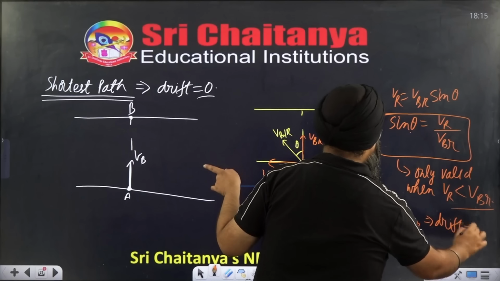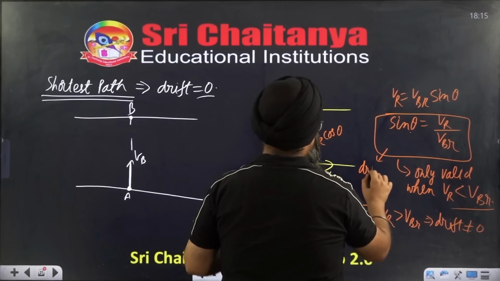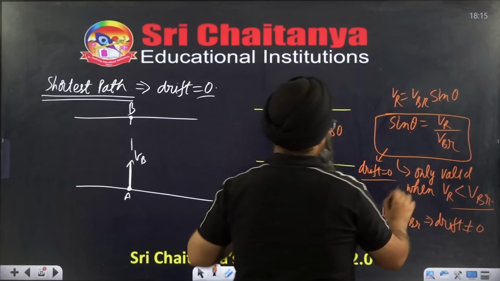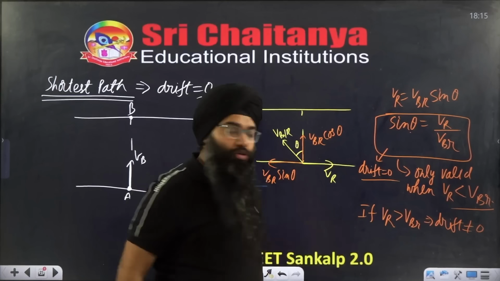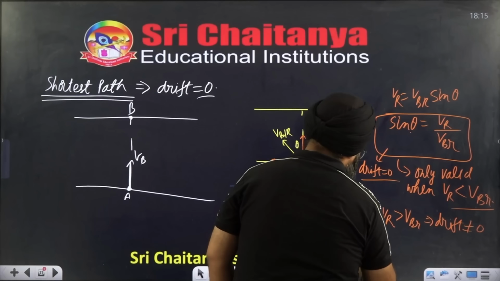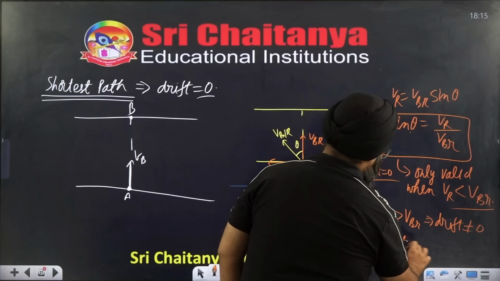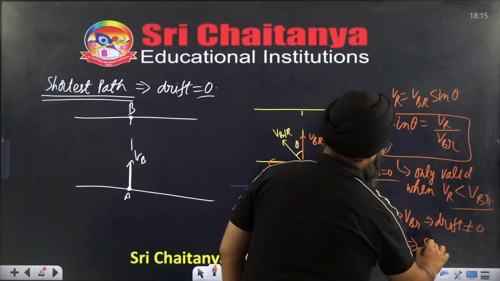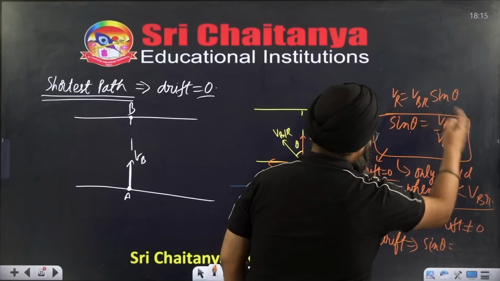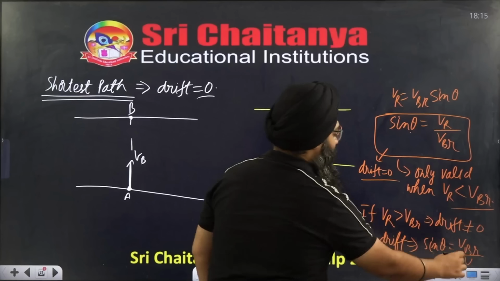See, in this case, drift is equal to 0 because you are exactly reaching the opposite point. But if VR is greater than VBR, drift will not be equal to 0. But for minimum drift, always remember, the value of sin theta will be reversed, equal to VBR divided by VR. Always remember this thing. Okay?